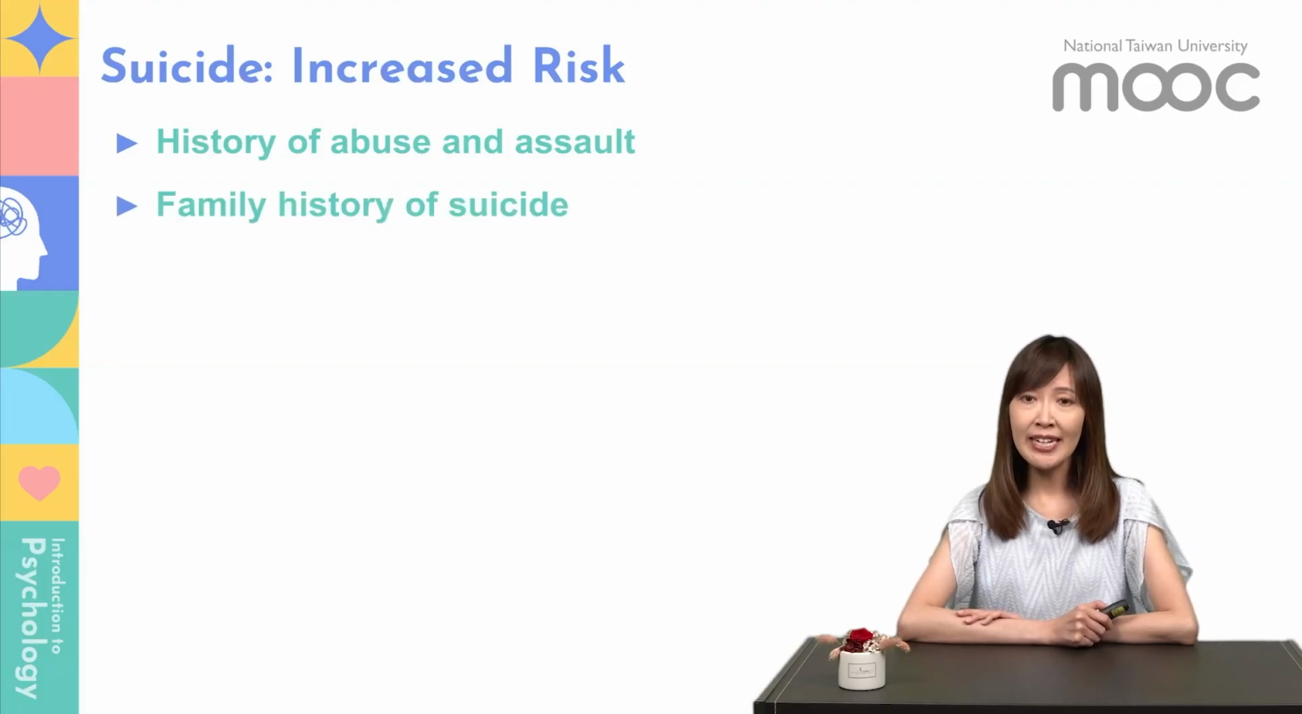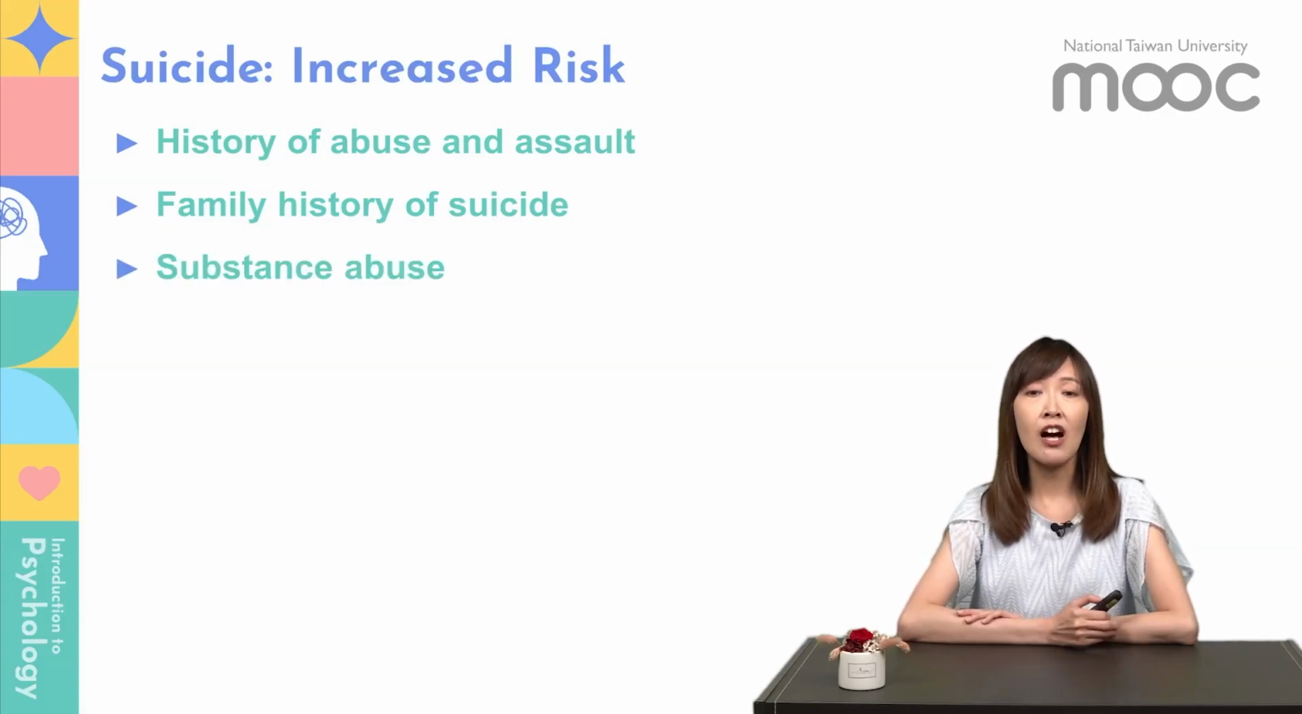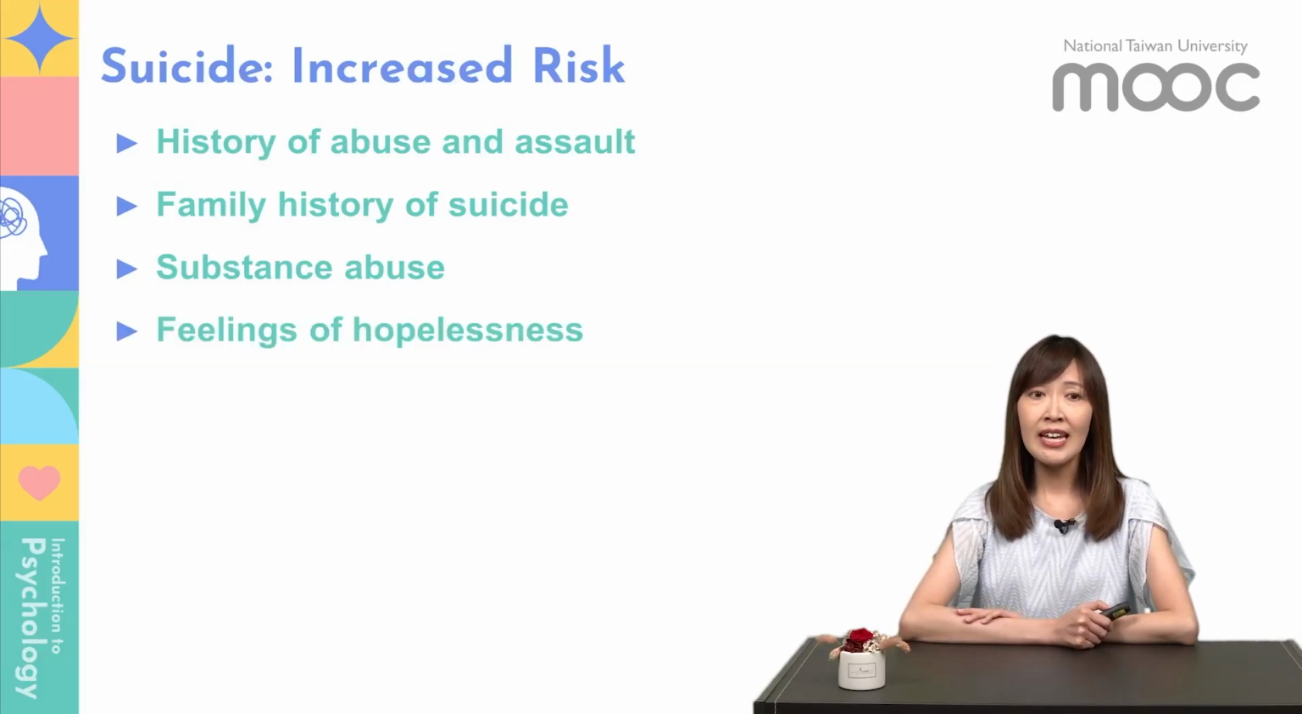Next, family history of suicide. If someone in the family died by suicide, then the other family members are also more likely to have suicidal thoughts in their lives. In addition, substance abuse such as alcoholism can also increase the risk.